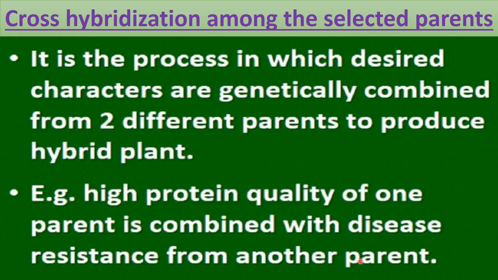Consider one plant is having disease resistance power and another plant is having high protein quality. So these two plants are mated here. The breeding is done between these two plants to produce a new plant having both these characteristics. Means that new plant should have the high protein quality and the disease resistance power.